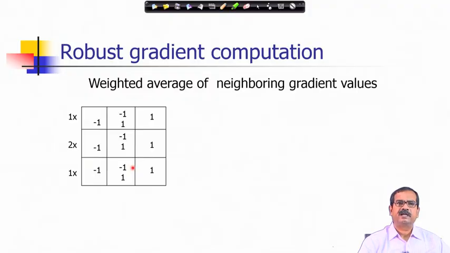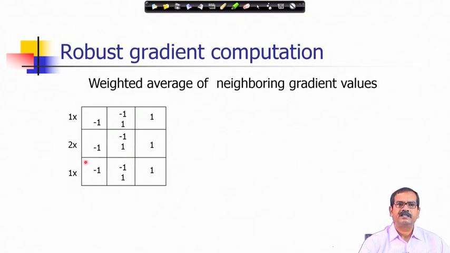There is another example of robust gradient computation. In this case, what we are doing is giving more weight to the central gradients than the off-centric gradients. So, for example, in the horizontal direction, when we are computing this gradient, we are giving weights of 2 here. So, weights are doubled compared to the off-centric rows.